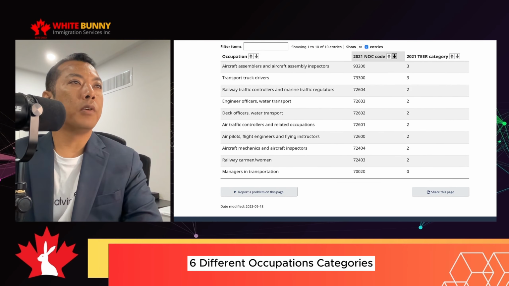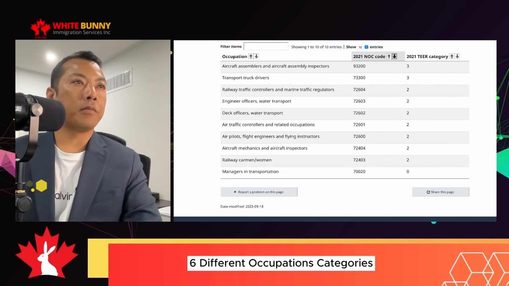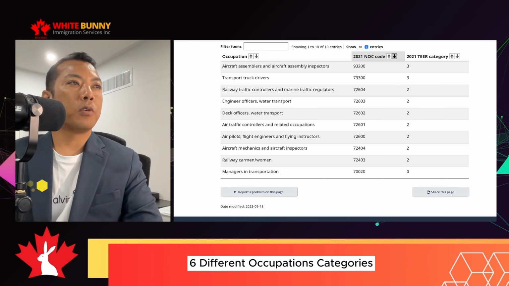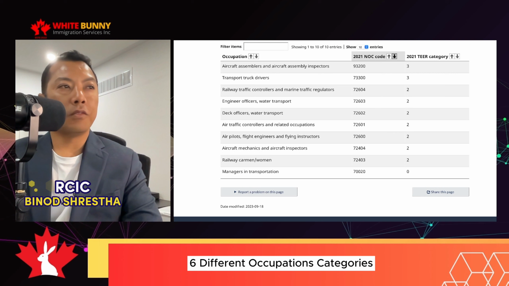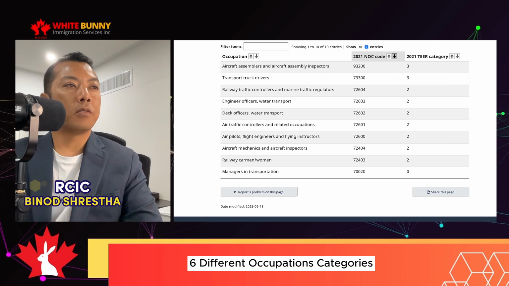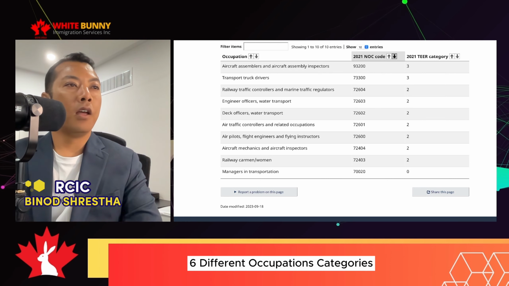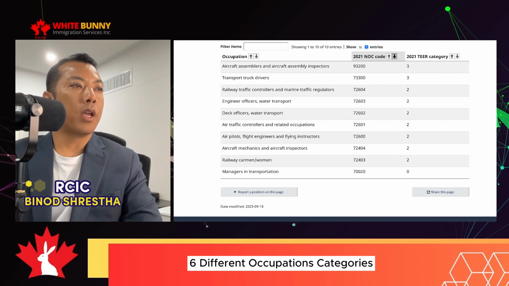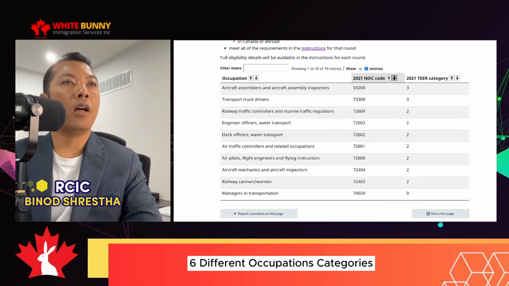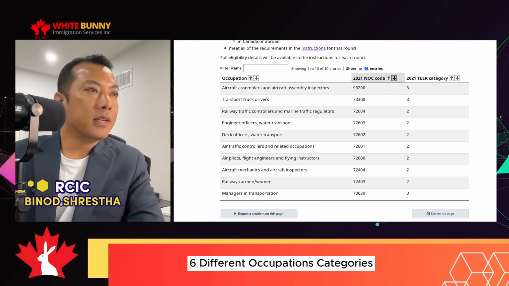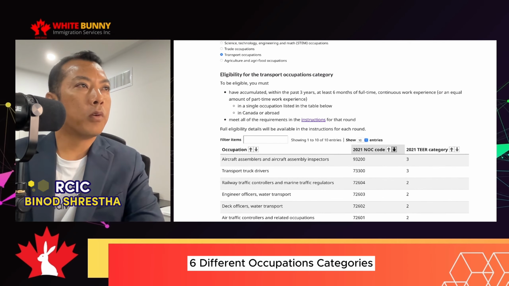The very first one we see here: aircraft assemblers and aircraft assembly inspectors, transport truck drivers, railway traffic controllers and marine traffic regulators, engineer officers, water transport, deck officers, water transport, air traffic controllers and related occupations, air pilots, flight engineers and flying instructors. We have aircraft mechanics and aircraft inspectors, railway carmen and women, managers in transportation. These are the 10 different occupations listed in the transport category.